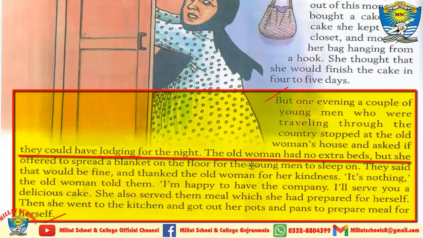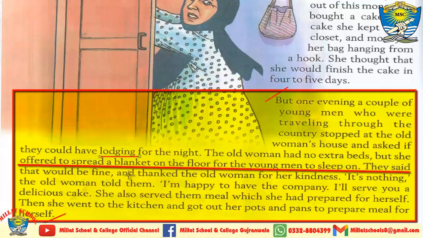The old woman had no extra beds. I told you she was a poor woman. She lived in a tiny house. How could she have a residence for a couple? So the old woman had no extra beds, but she offered to spread a blanket on the floor for the young men to sleep on.